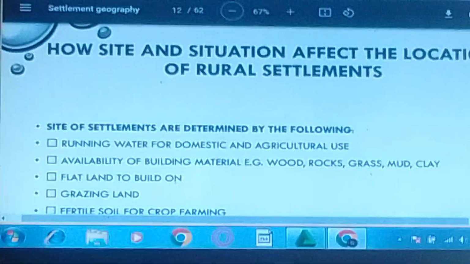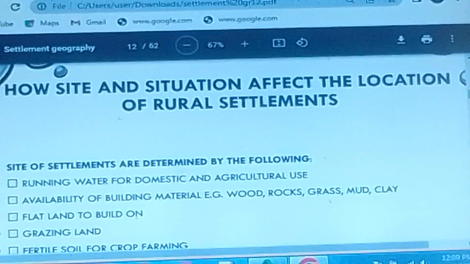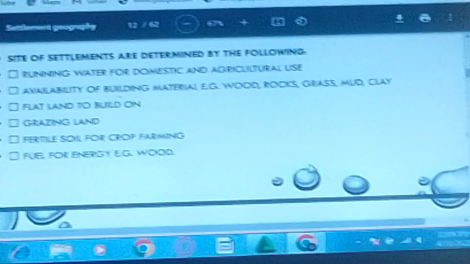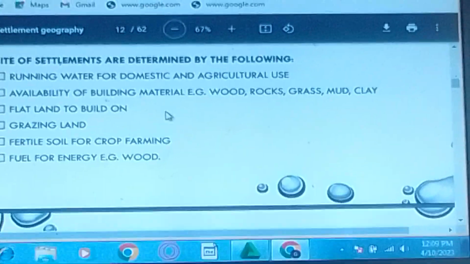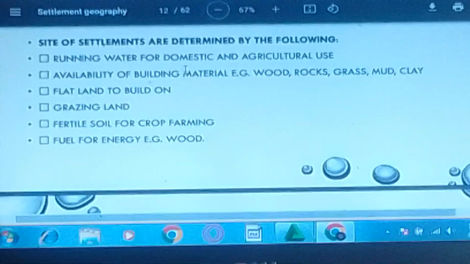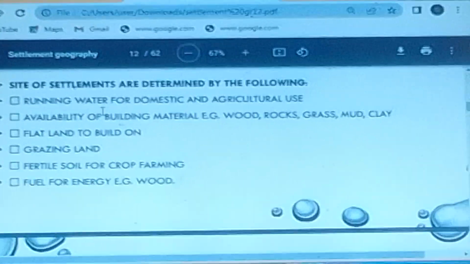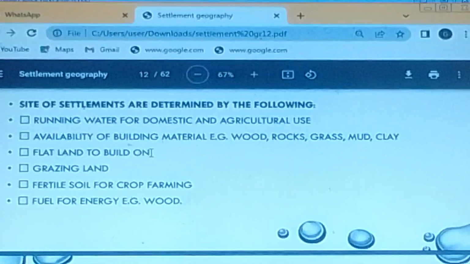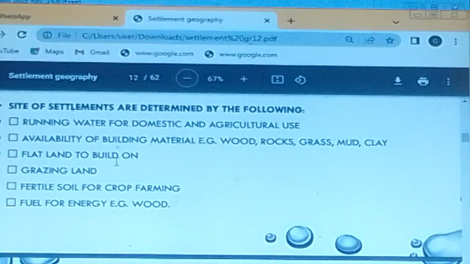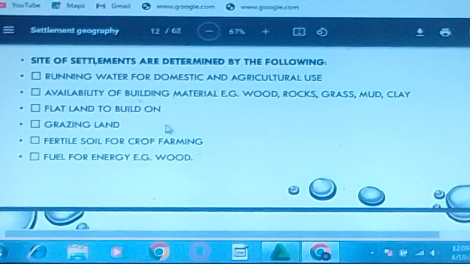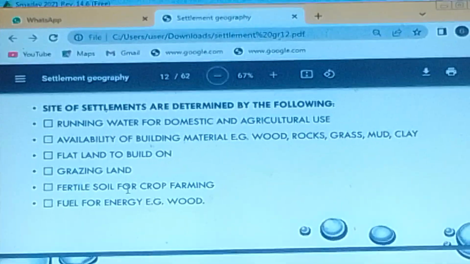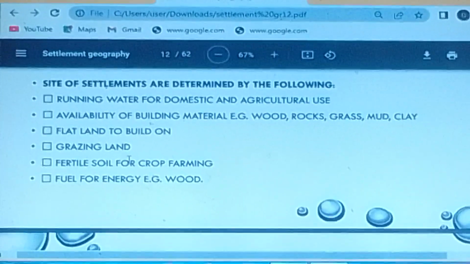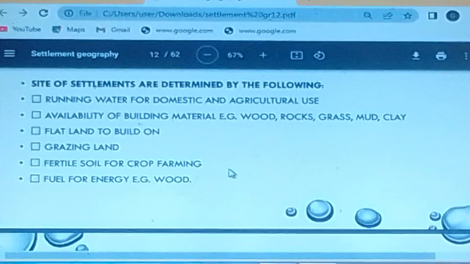Now, how do site and situation affect the location of rural settlements? In our rural settlements, these are the factors that are mainly concerned. They need water for agricultural use. They need water for domestic purposes. They also need water for building their own houses. The site should also be on flat ground for easy construction. There must be grazing land for their pastures, for their animals. And soil must be fertile because they need to farm.